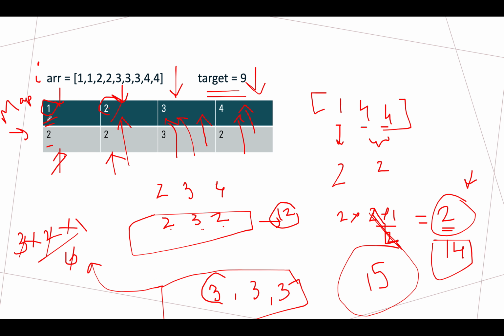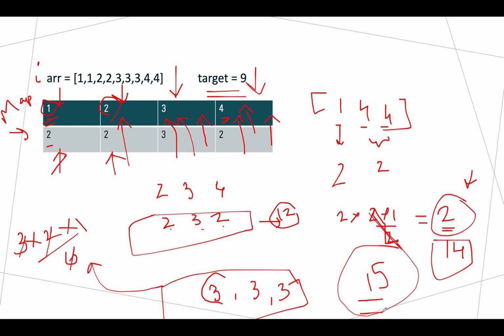So we'll start from 1, 2, 3. All these three are lower than 4, so we'll skip, and then we are at 4 again. So 4 plus 4 is 8. 9 minus 8 is 1. So 1, although it exists in the map, is lower than the current element, so we'll ignore that. The iteration is complete and the answer is 15.